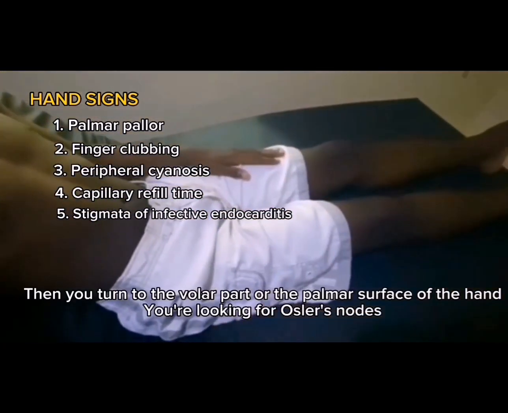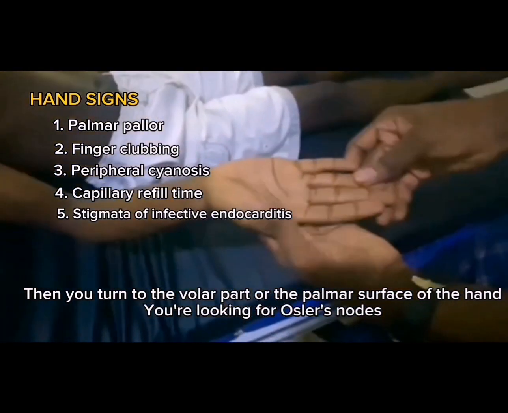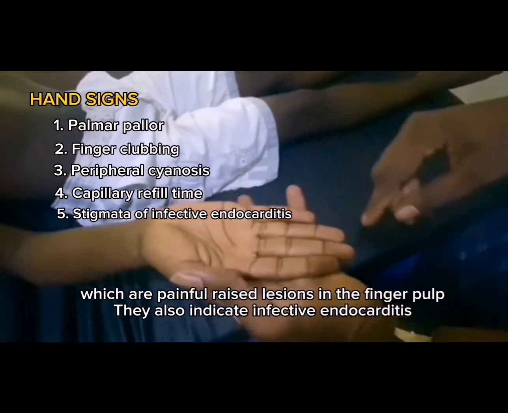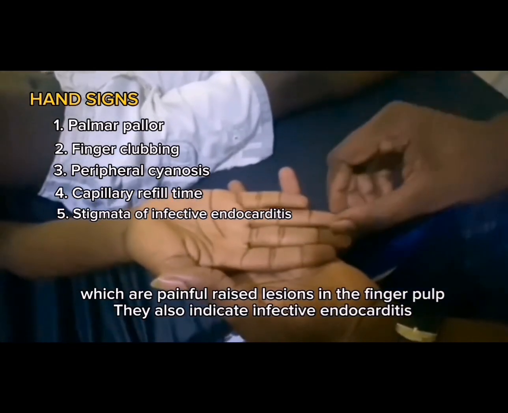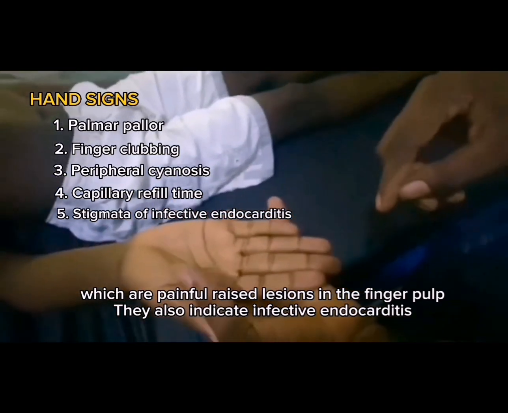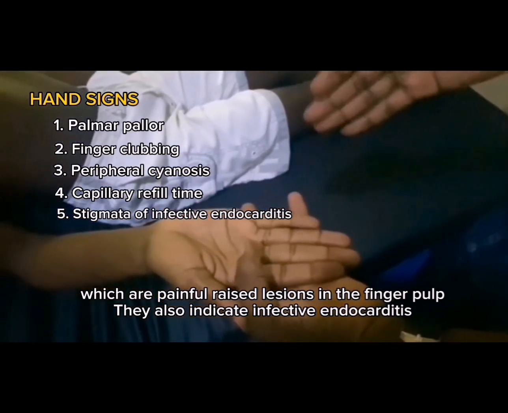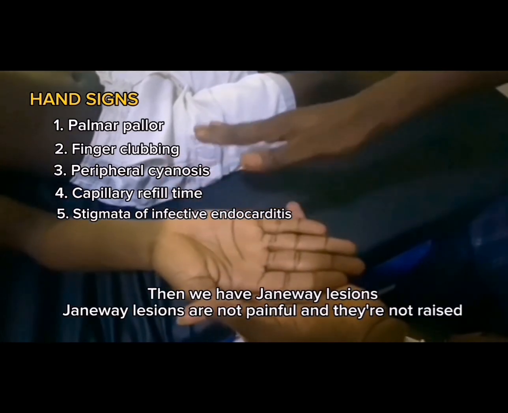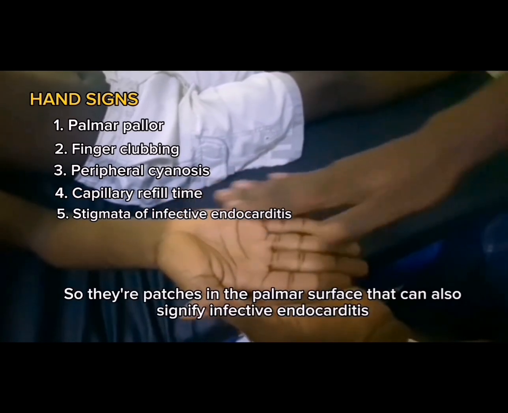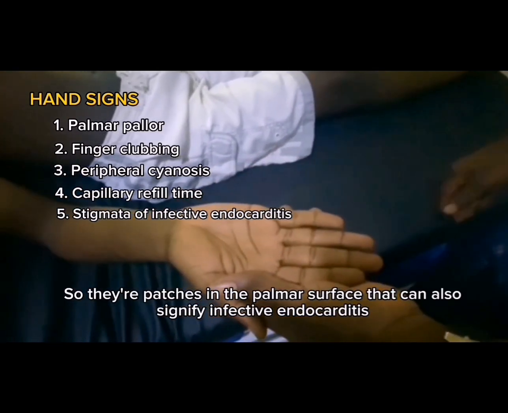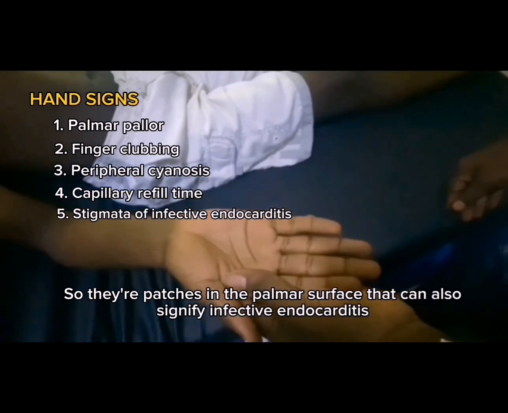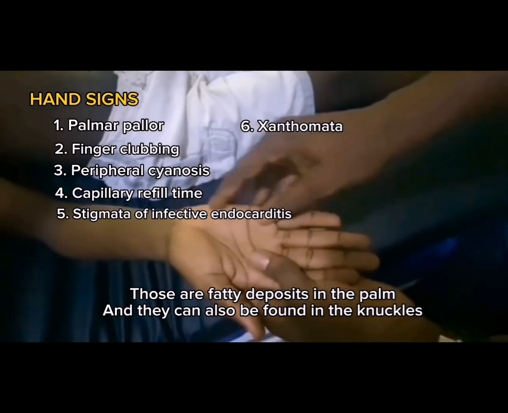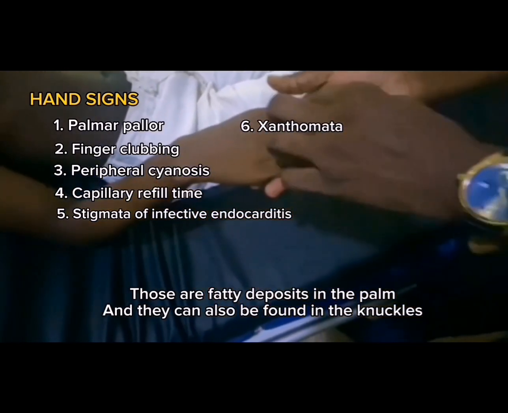Then you turn to the volar part, or the palmar surface of the hand. You are looking for Osler's nodes, which are painful raised lesions. They may also indicate infective endocarditis. Then you have Janeway lesions. Janeway lesions are not painful, and they are not raised. So they are patches on the palmar surface that can also signify infective endocarditis. Here you can also check for xanthomata. Those are fatty deposits in the palm, or sometimes they can be found in the knuckles.